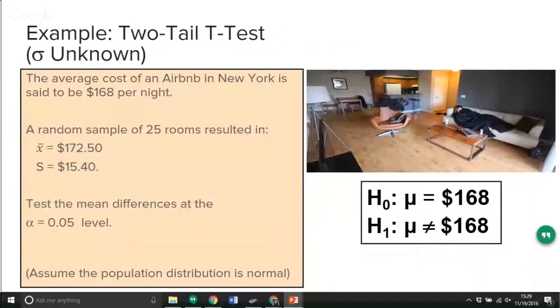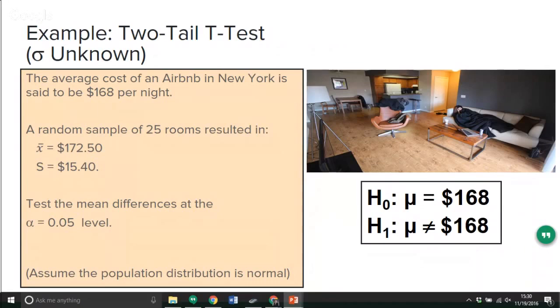So let's take a look at a t-test, for instance. This is what we call a one-sample t-test. And one of the key things is that it has one population, one hypothesized population, okay? The average cost of an Airbnb in New York is said to be $168 a night. That essentially is our hypothesized population mean.